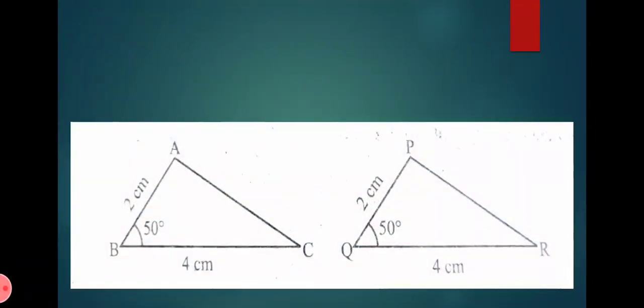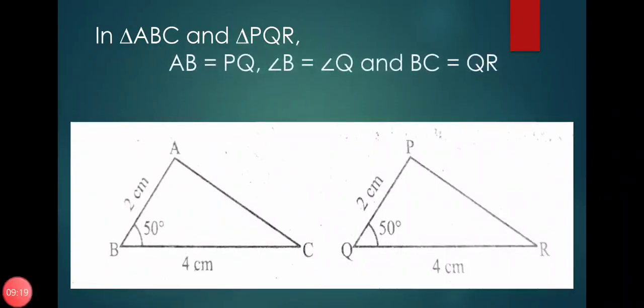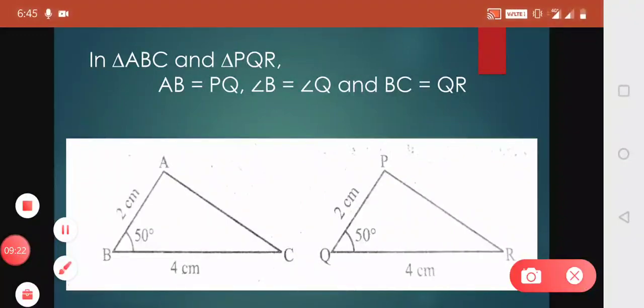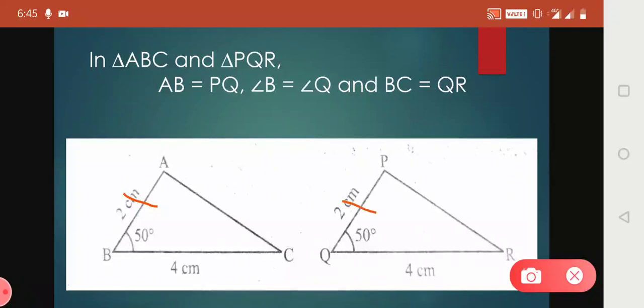You can see two triangles ABC and PQR are given with measurement. In triangle ABC and triangle PQR, we can see side AB equal to side PQ. Why? Because both are 2 cm each. Similarly, angle B equal to angle Q because both are given as 50 degrees each.